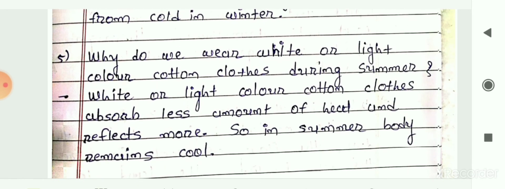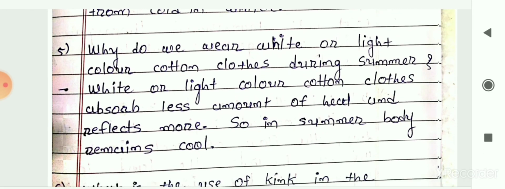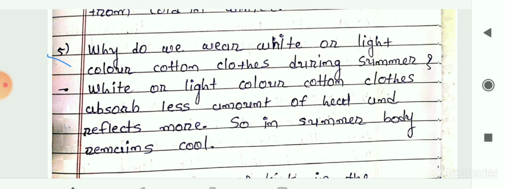Next question, why do we wear white or light color cotton clothes during summer? So white or light color cotton clothes absorb less amount of heat and reflect more. To keep our body cool in the summer, we wear light or white color clothes, as they absorb less heat and reflect most of the heat. So that's why we prefer light or white color clothes in the summer season.